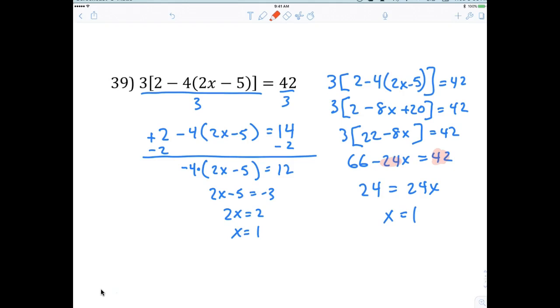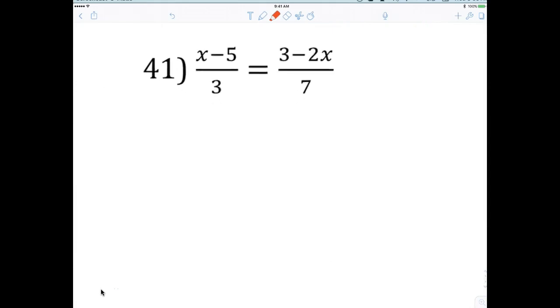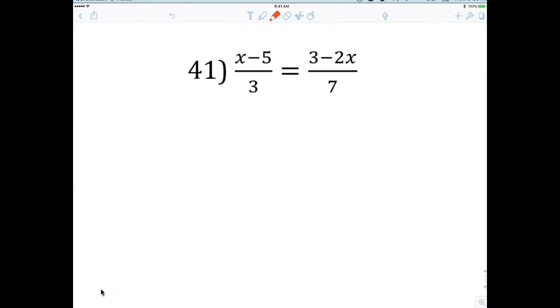All right, that's a really good lesson right there on number 39, guys. All right, 41. All we're doing on 41 is what? Cross multiplication. Cross multiply. So 7, open parentheses, x minus 5 equals 3 parentheses 3 minus 2x.